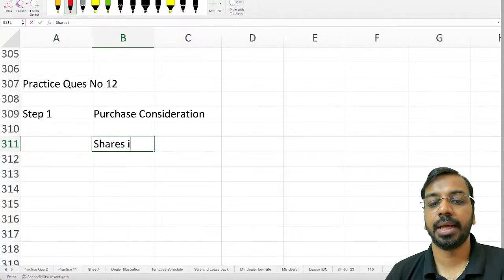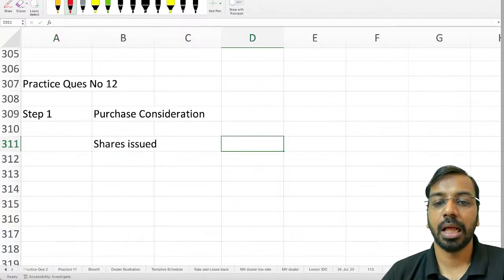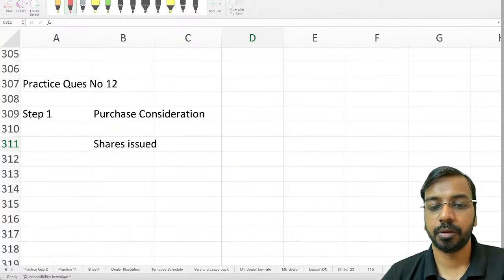Shares issued. Now when we talk about shares issued, the question said 1 share for 2 shares have been issued, right? Now, how many shares are there?